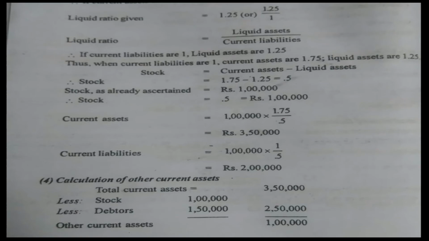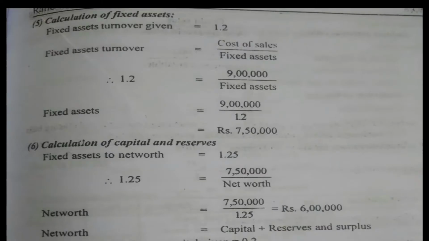Next slide. Now, fixed asset turnover ratio is given as 1.2. The problem is you have to use only cost of sale. So cost of sale, we know it is 9 lakh by X is equal to 1.2.